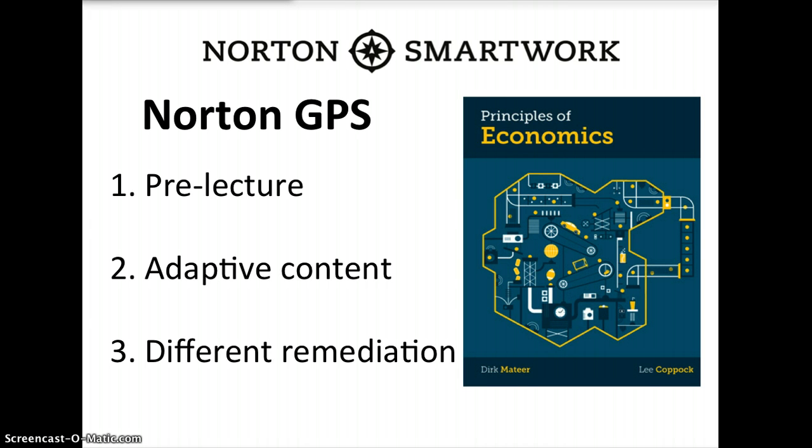Two, it's what we call adaptive content. So students are going to receive personalized content based on their performance on different learning objectives. And three, that leads to different remediation. Students are receiving help on the objectives they need extra practice with and are moving on when they're ready to move on to the next learning objective.